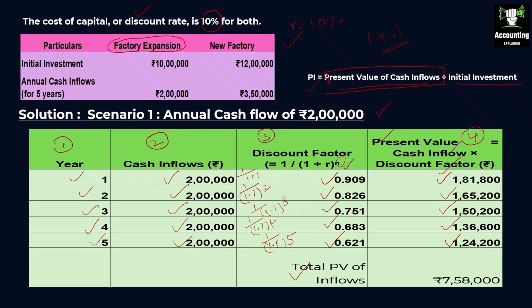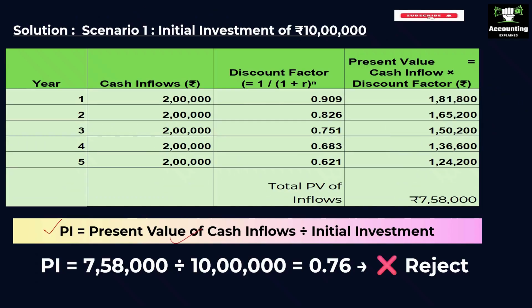Total present value of cash inflows is, you have to total all these things, which comes to rupees 7,58,000. This is for the project expansion. PI formula is present value of cash inflows divided by initial investment. Present value of cash inflows is 7,58,000. Now we have to incorporate this in the formula. So 7,58,000 divided by, for factory expansion project, initial investment is 10 lakhs. Divided by 10 lakhs, which comes to 0.76. 0.76 is lesser than 1. So we have to reject the project of factory expansion.